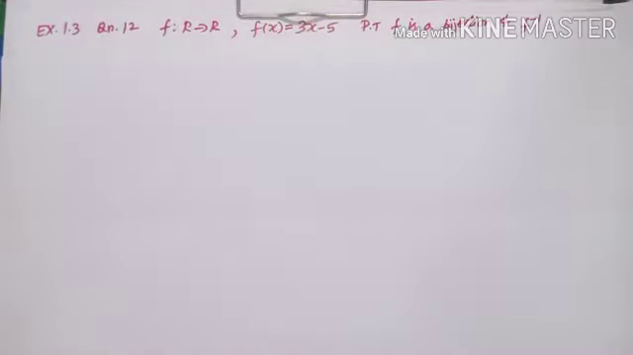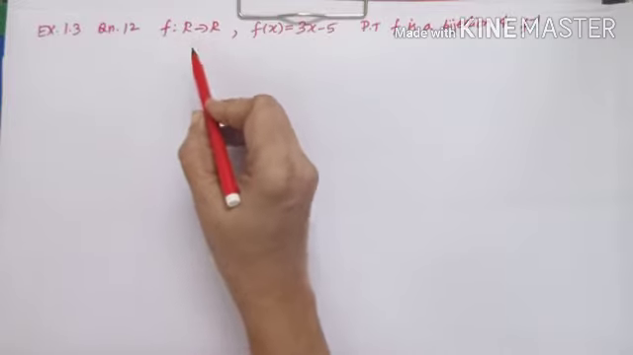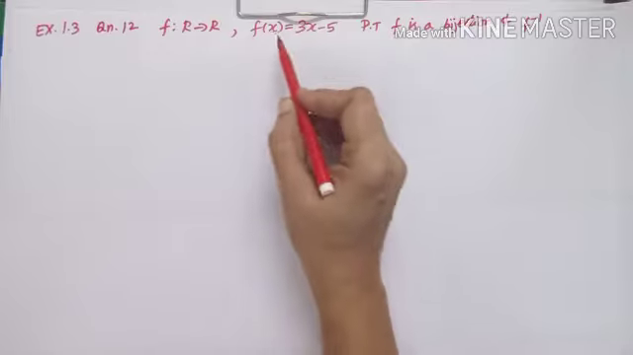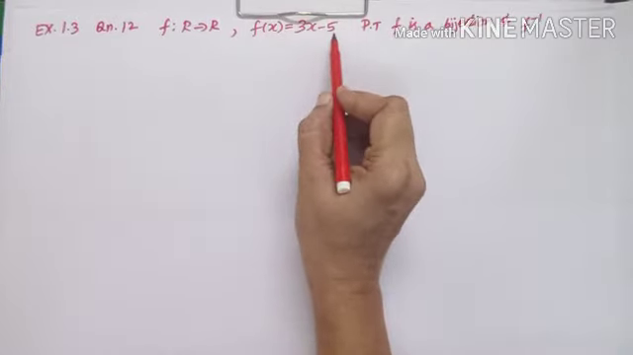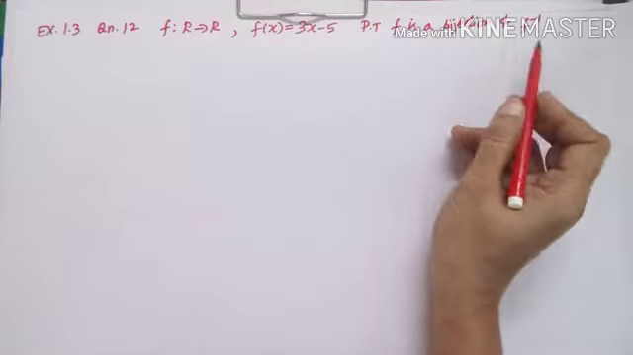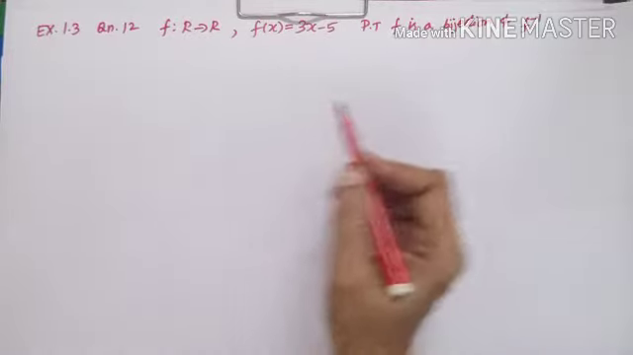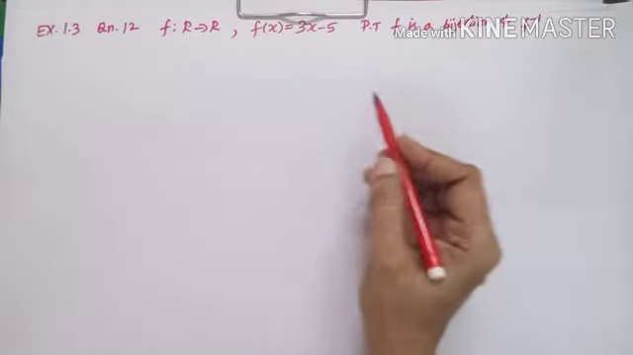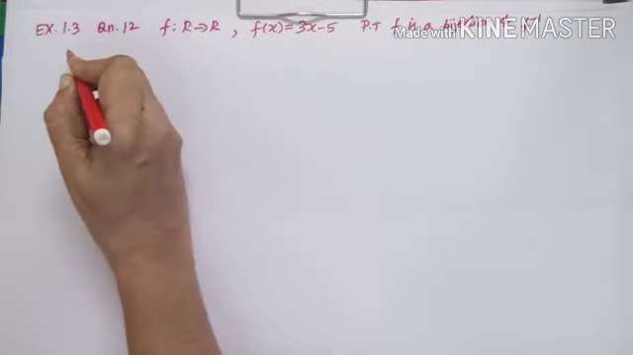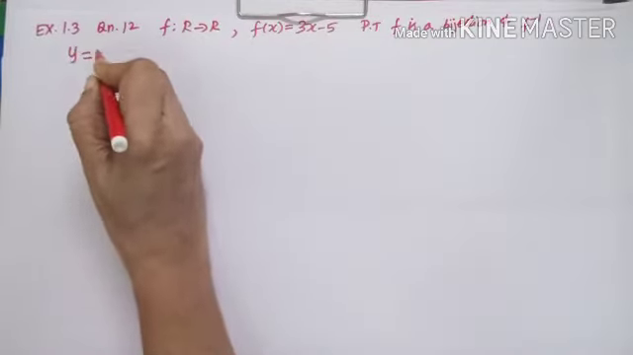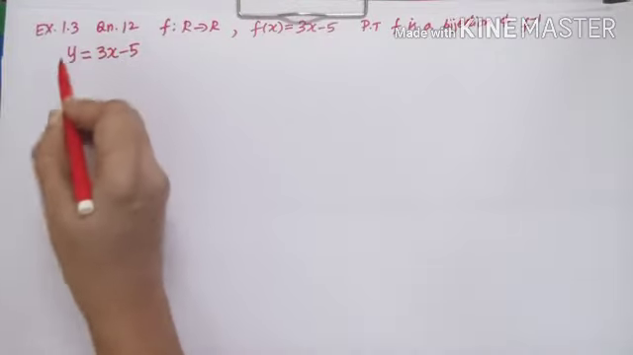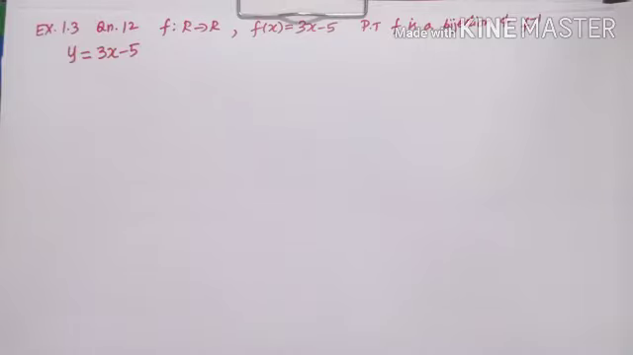Exercise 1.3, question number 12. f is a function from R to R, R standing for real numbers. f(x) equals 3x minus 5. Prove that f is a bijection and hence find f inverse. See, there are two methods. Let us do the second method, which is a little bit comfortable. f(x) is equal to, so take that as y equals 3x minus 5. From this, rearrange and find what x is.